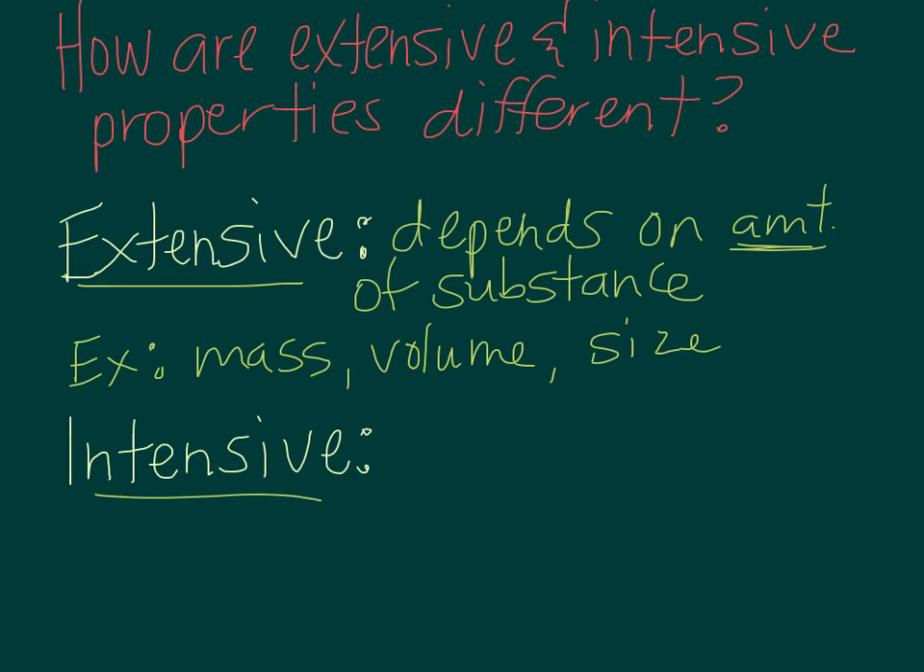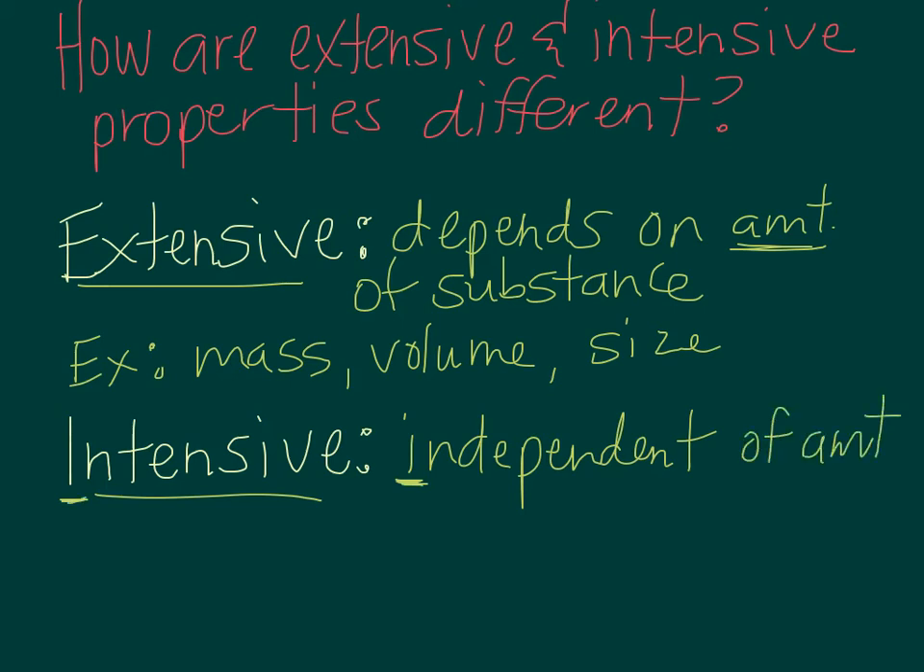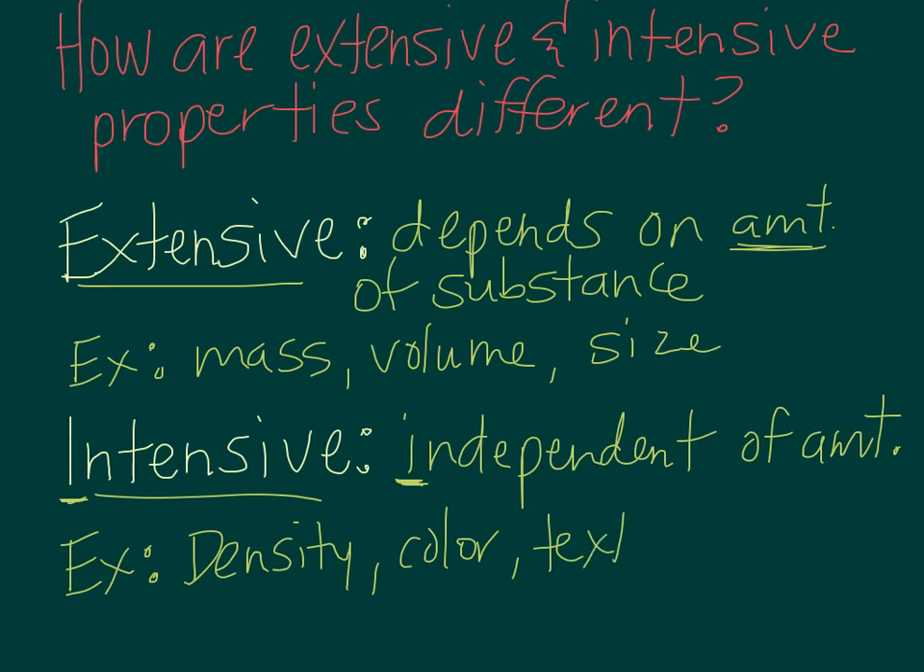Now, intensive, those are properties that are independent of the amount that you have. So you can just remember that for the two I's. Intensive is independent of the amount, meaning if you change the amount of substance that you have, that property is not going to change. So an example of that would be like density or the color of something. If you double or half the amount of something that you have, the color is not going to change. Texture, there's a lot of examples of intensive properties, and we'll look at this more closely tomorrow.